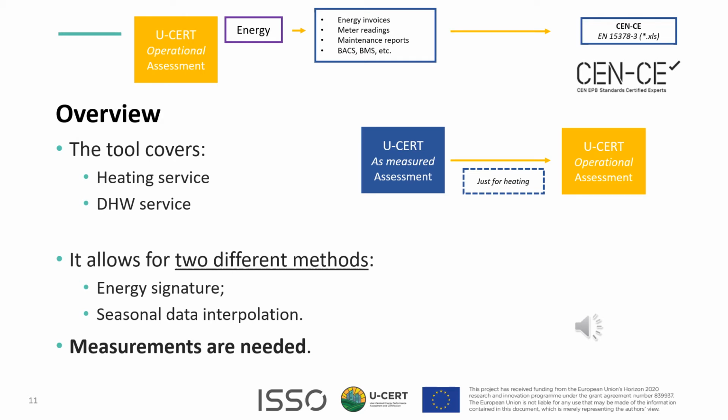For the scope of this tool, measurements are needed, and measurements are understood as information like energy invoices, meter readings, maintenance reports, and on-site monitoring by building automation and control system, building maintenance system, and the like. This tool allows for 2 different methods, the energy signature method and the seasonal data interpolation, which are very similar, although there is a small variation on the input data. However, the energy signature method has been the one translated into digital tool.